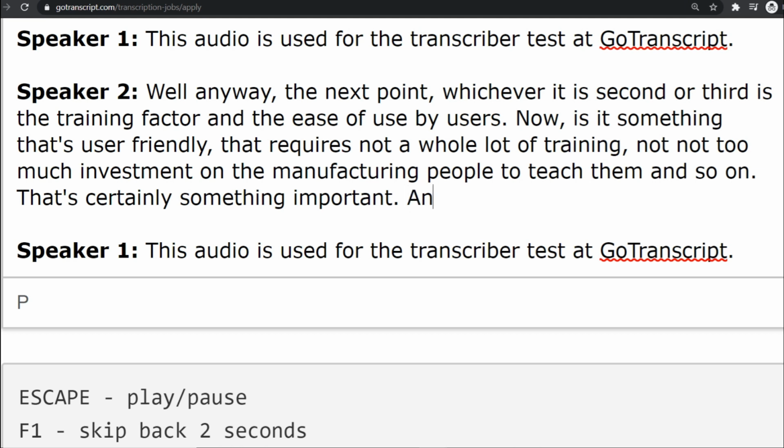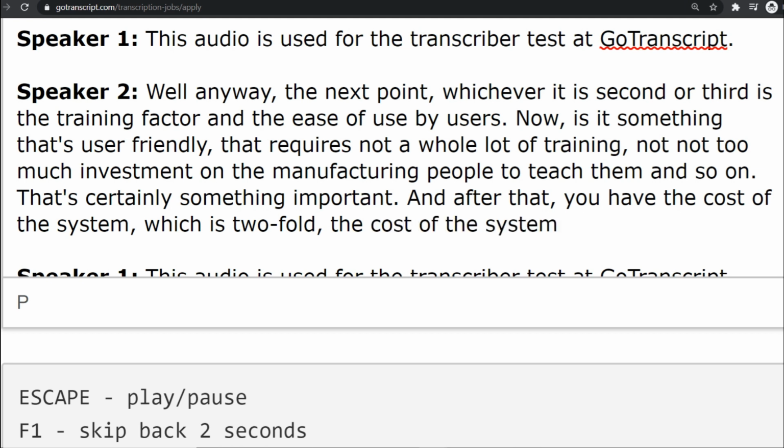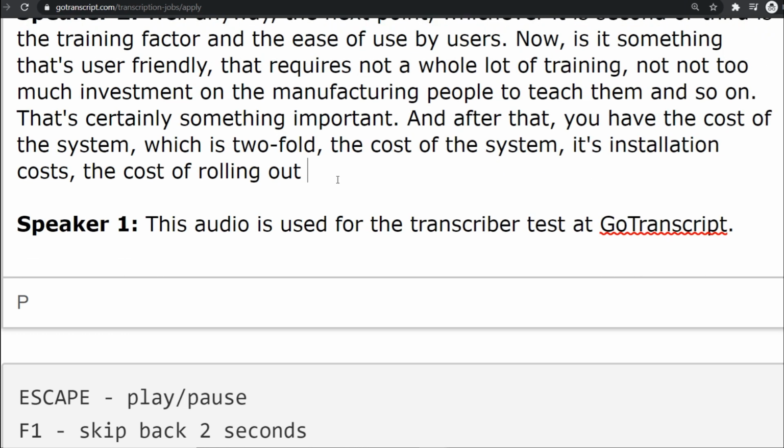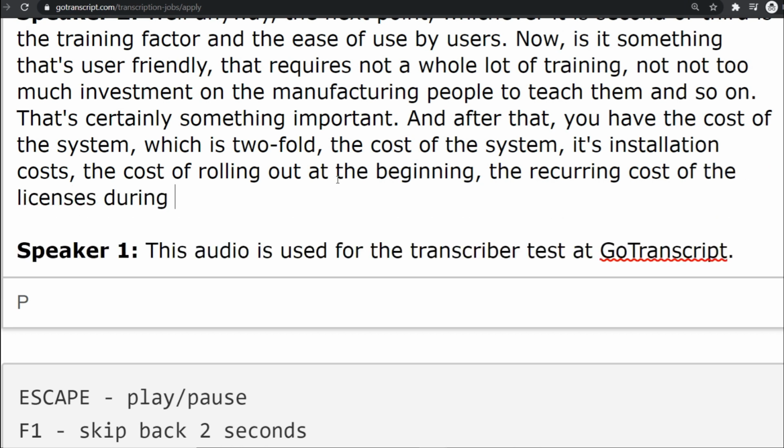And after that, you have the cost of the system, which is twofold. The cost of the system, its installation costs, the cost of rolling out at the beginning, the recurring cost of the licenses during the life of the product, etc.